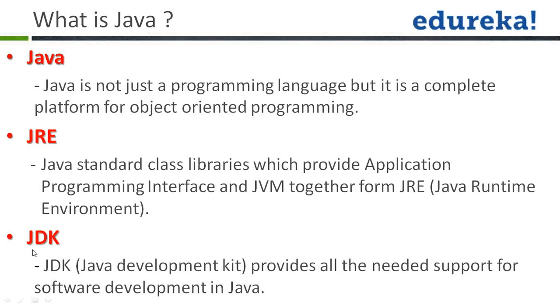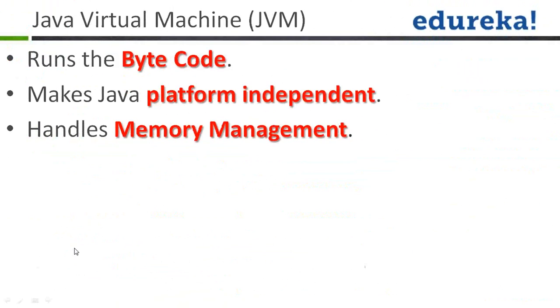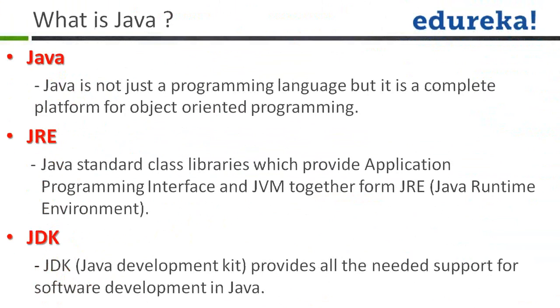Second thing is the JDK. JDK actually helps you to develop Java applications. Whenever you need to develop a Java application, it is very important that you have a JDK installed on your systems. Even you guys, if you want to be Java programmers, you also have to install a JDK on your systems. Then only you'll be able to develop your Java applications. It provides all the needed support for software development in Java. I hope you are quite clear with Java, JRE and JDK.